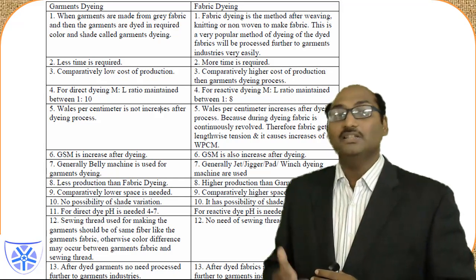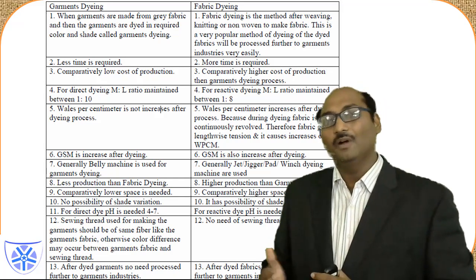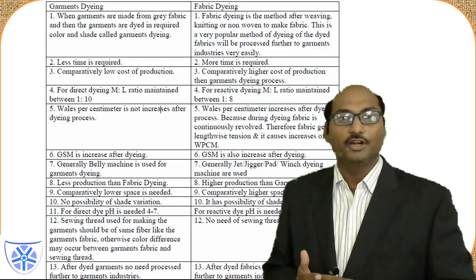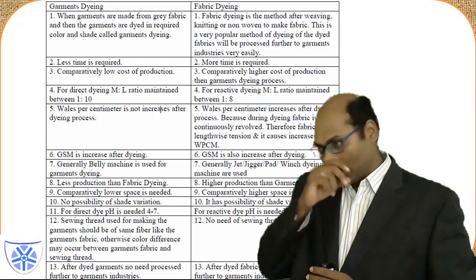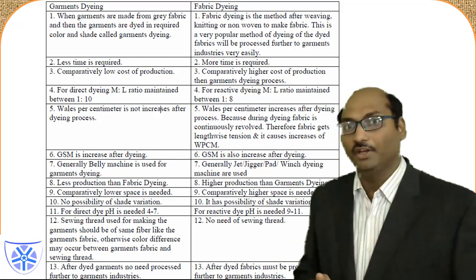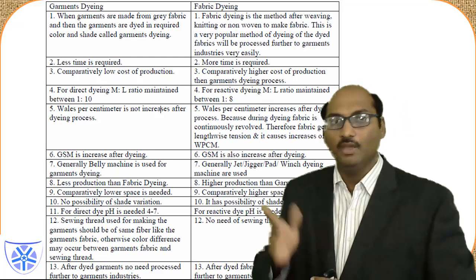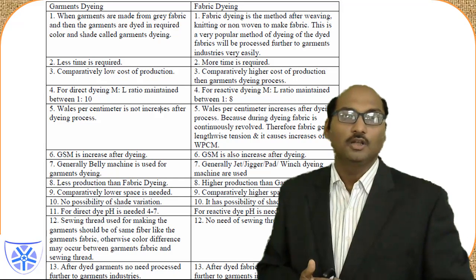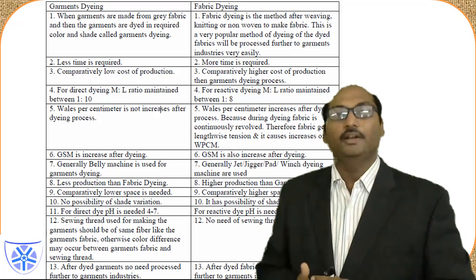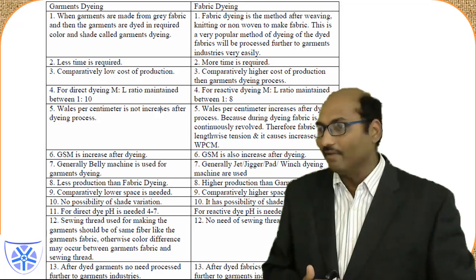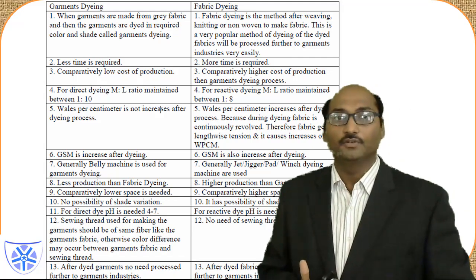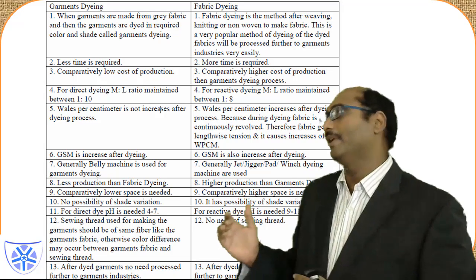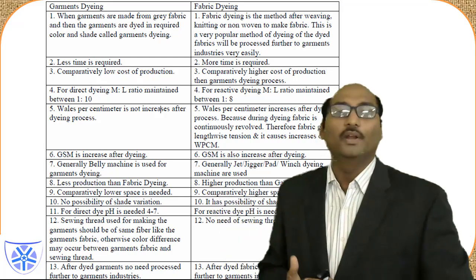Then, consider the MLR. If you use a paddle dyeing machine, the material to liquor ratio may be 1:30 to 1:40. But with drum dyeing and the latest techniques and technologies available, the MLR can be reduced to 1:10 in garment dyeing, whereas in fabric dyeing it can be even 1:8.